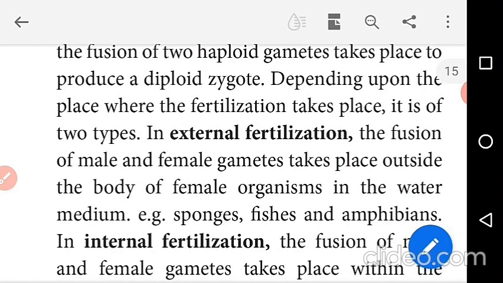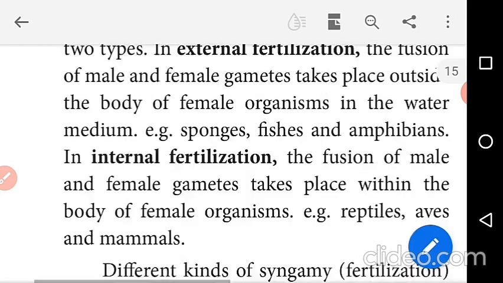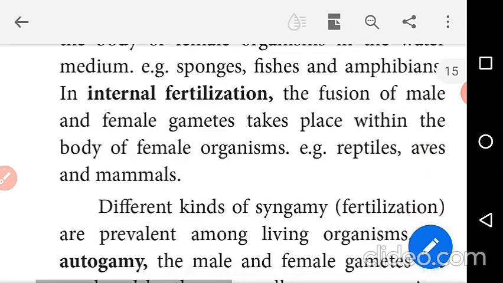The next one is internal fertilization. In internal fertilization, the male and female gametes join inside the body, particularly of the female organism. Best examples: reptiles, aves, mammals. These are all the best examples of internal fertilization.